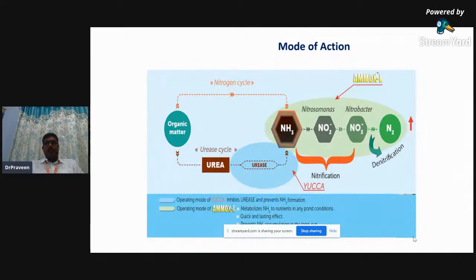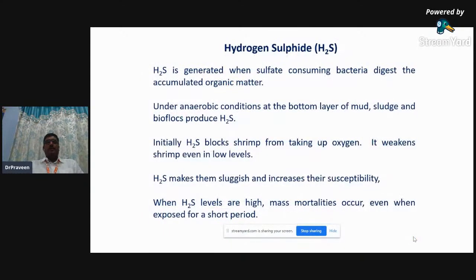How can a probiotic play its role? Organic matter is released as ammonia, and that ammonia will be converted into nitrite, to nitrate, to nitrogen. This is a coupled process of nitrification and denitrification with the help of Nitrosomonas, Nitrobacter and some heterotrophic bacteria. So probiotics take care of the control of ammonia in the water.